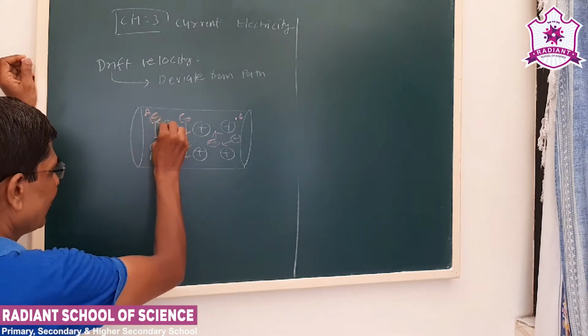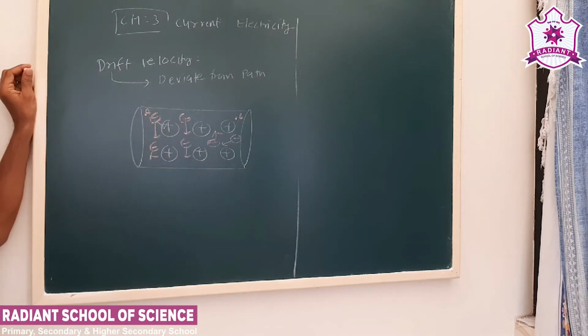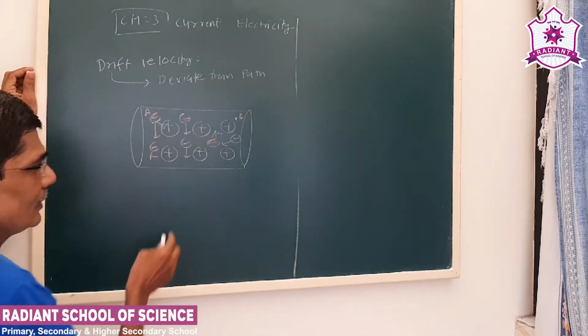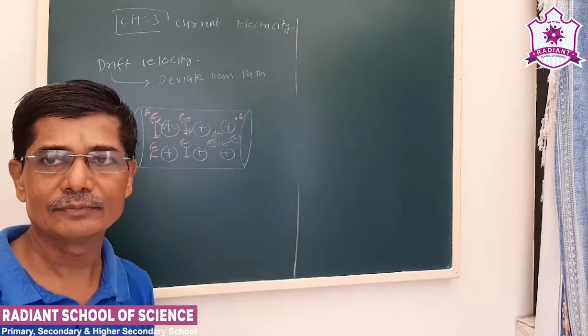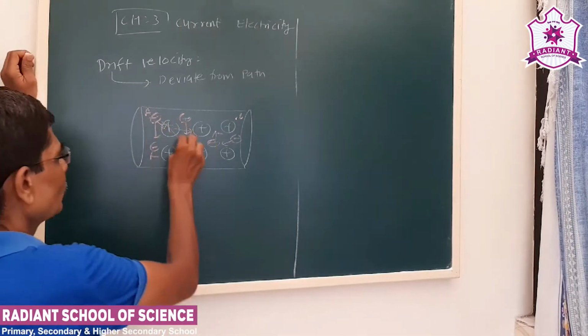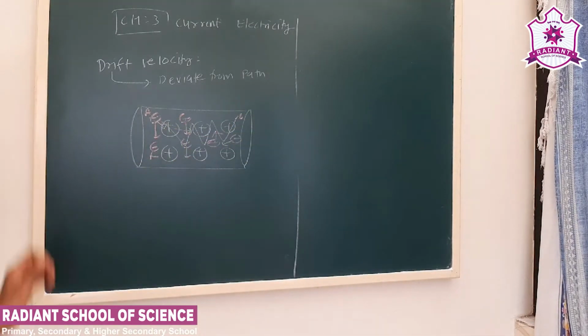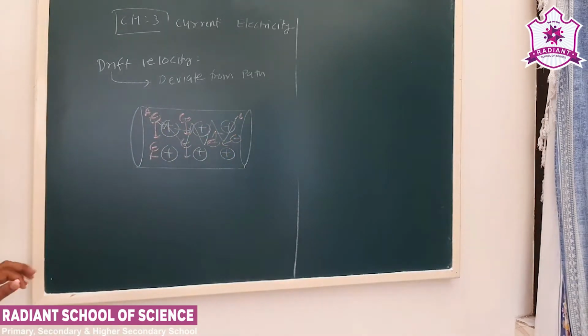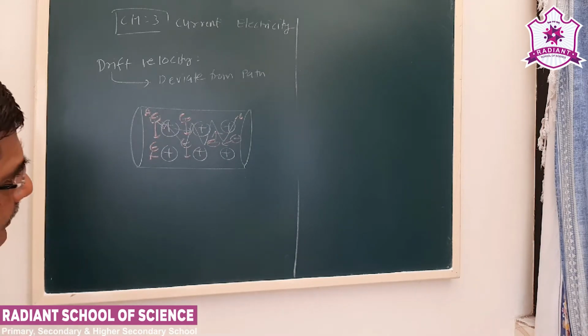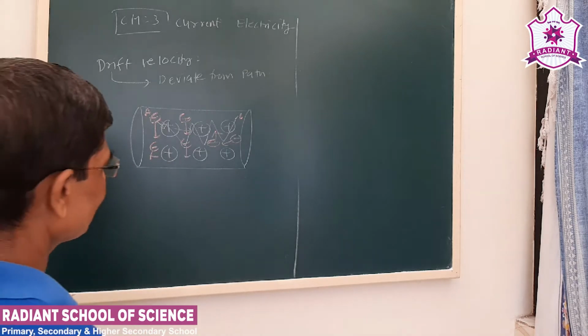This electron will collide with the positive charge, so its path will be deviated. Then it moves further, then collides with another positively charged particle. So we see there will not be a straight line movement of the electron, but the motion will be zigzag like this. So finally we assume that the electron has moved from A to B. So far we have not supplied any external electric field. Now what happens when we supply external electric field?